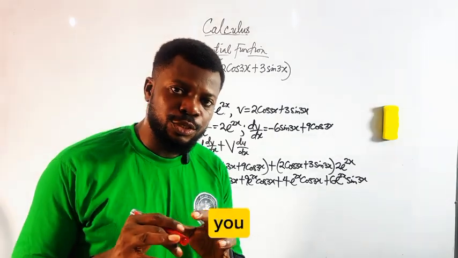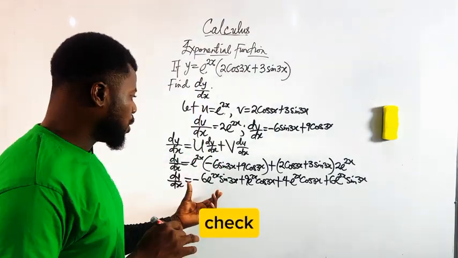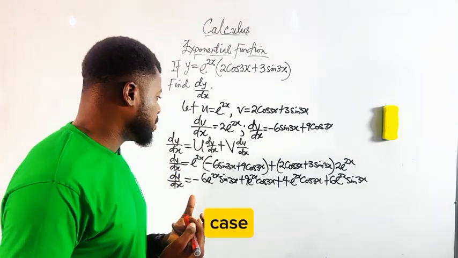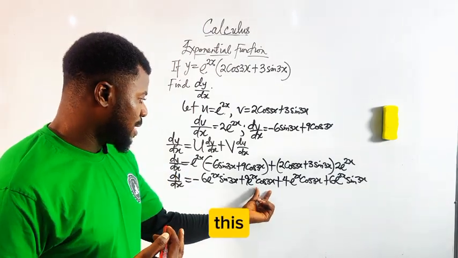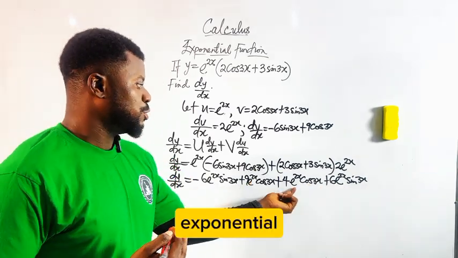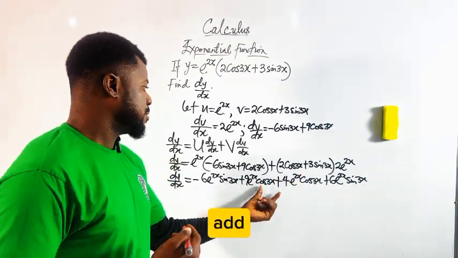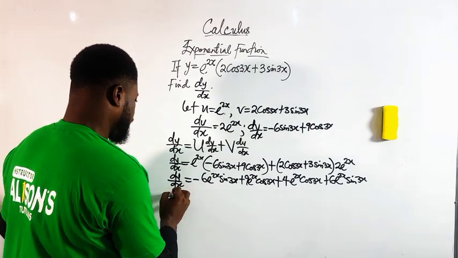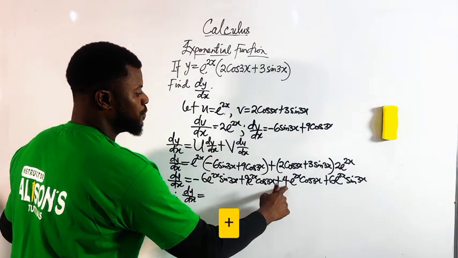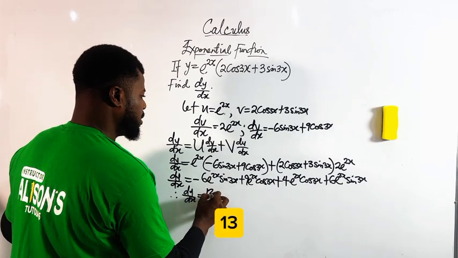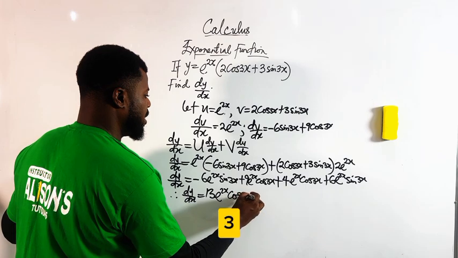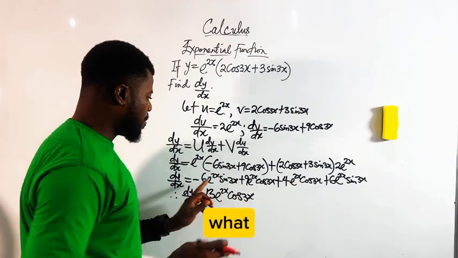So the final thing you need to do at this particular point is to check what are the common terms that we need to add up or subtract, as the case may be. Let me focus on this. I'm seeing cos 3x, and I'm seeing exponential 2x, exponential 2x. Then I can add. So 9 plus 4, therefore dy over dx will equal 13 exponential 2x cosine 3x. That's for these two.